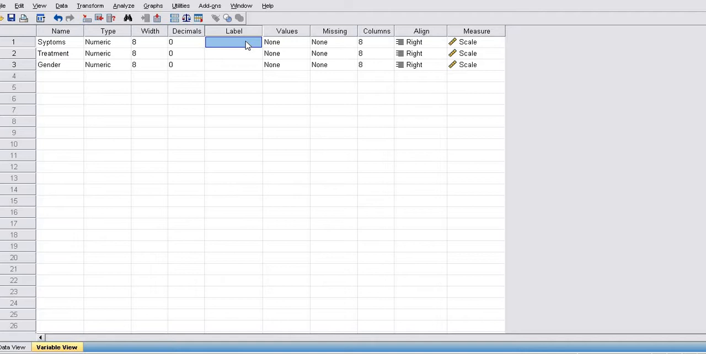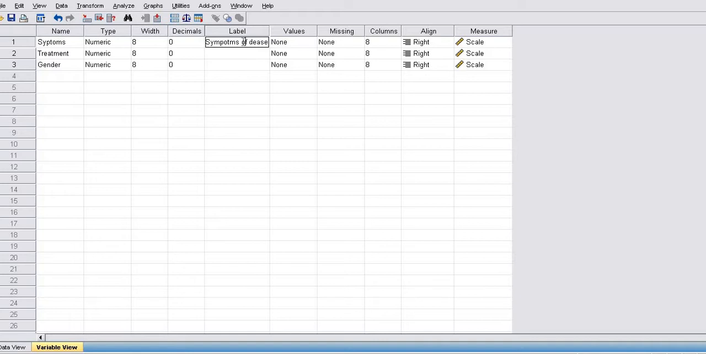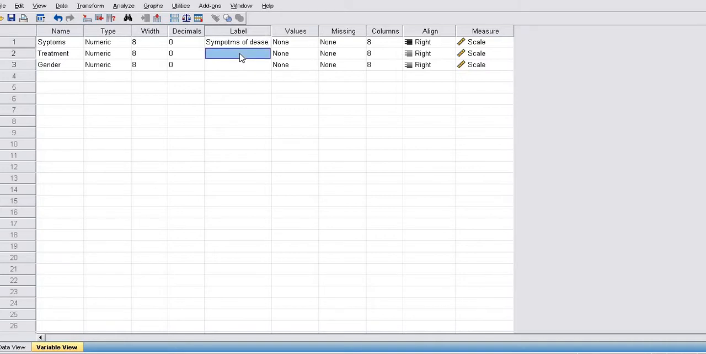Symptoms of disease. And the third one is the treatment group. And fourth, third is gender.